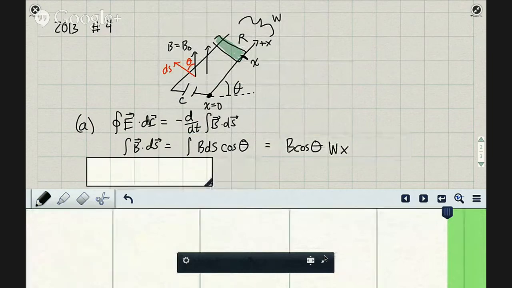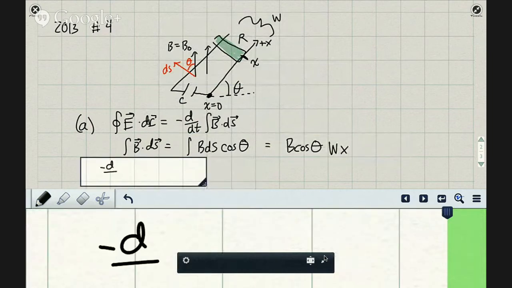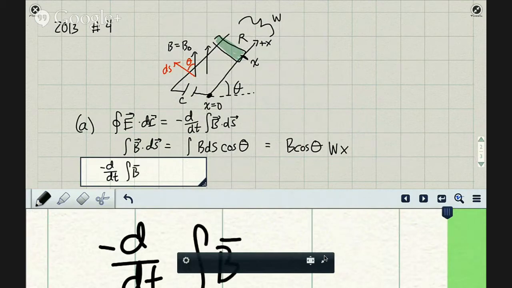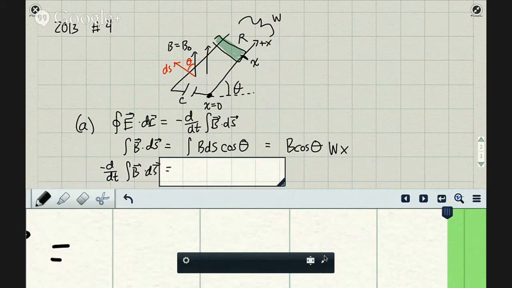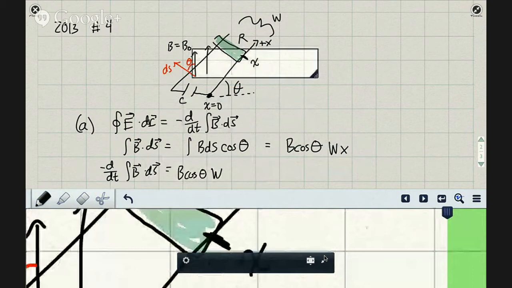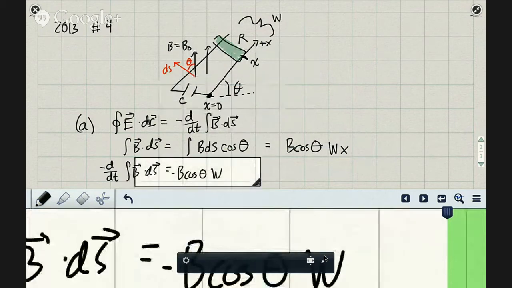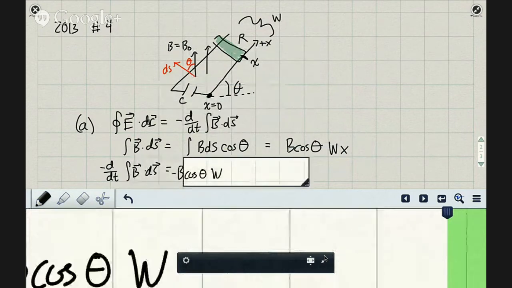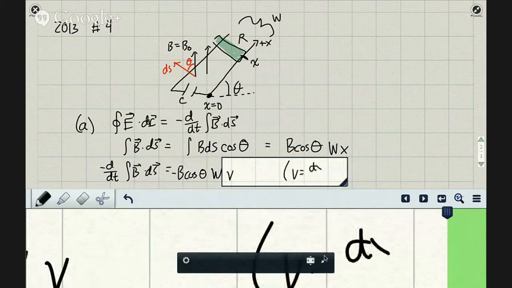Alrighty. Let's hit it with a negative time derivative. These are all constants in time except for x, so we get B cosine theta w, and x here, dx over dt. Remember this is a negative time derivative, so we need a minus sign here. dx/dt is just the magnitude of our velocity, so we're going to write v, because v is equal to dx/dt. We're hitting this whole expression with the time derivative.